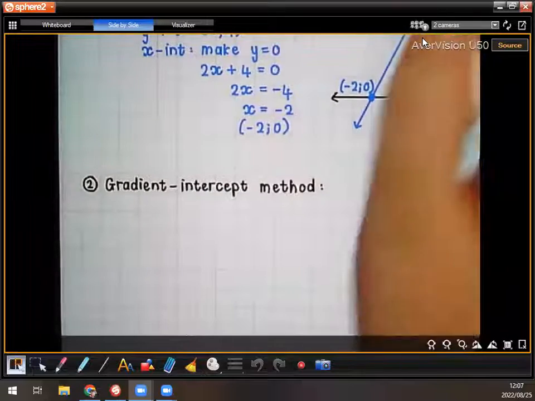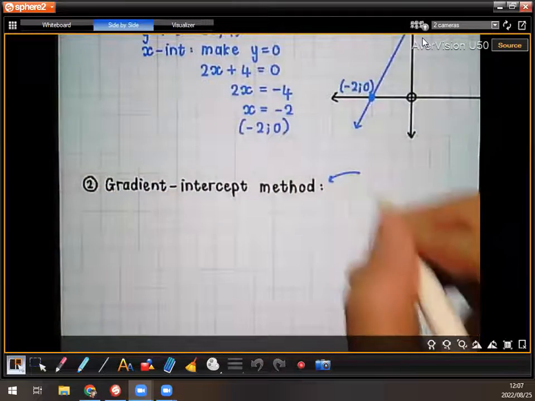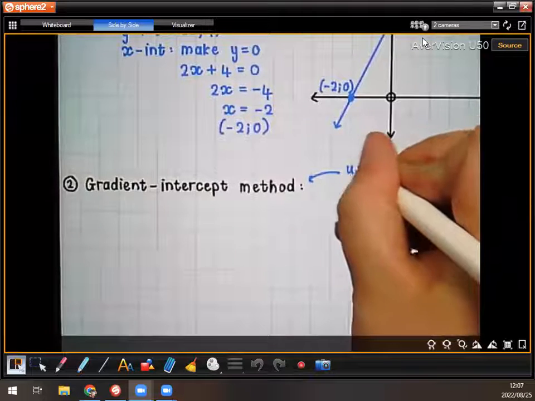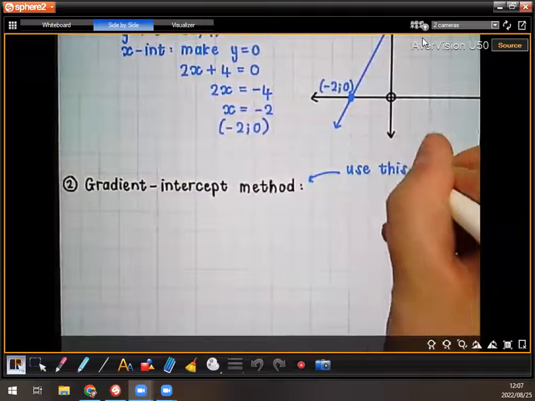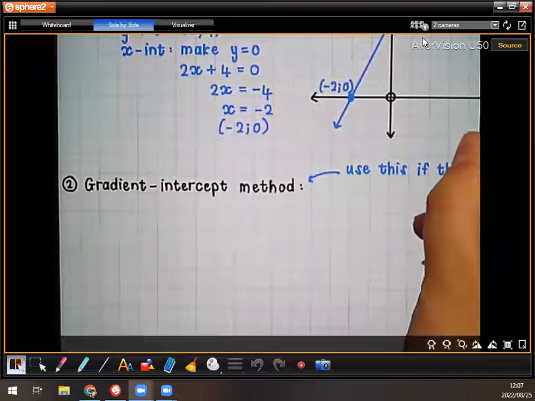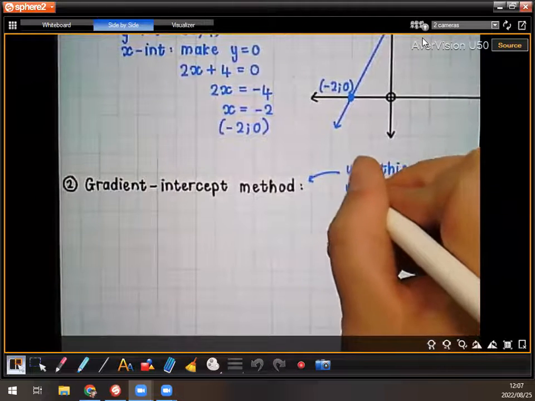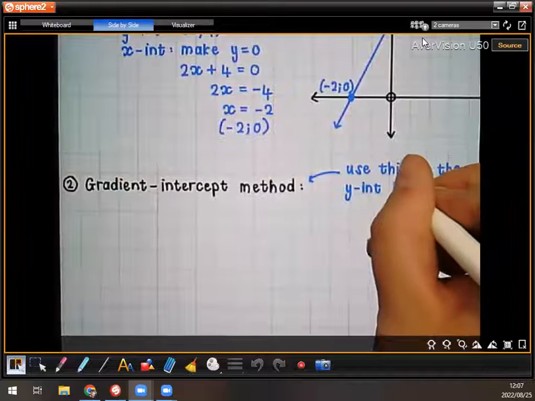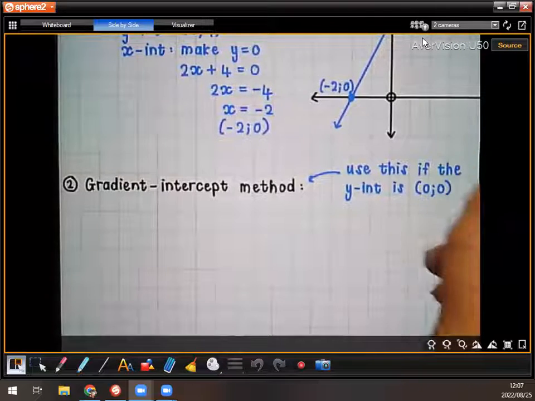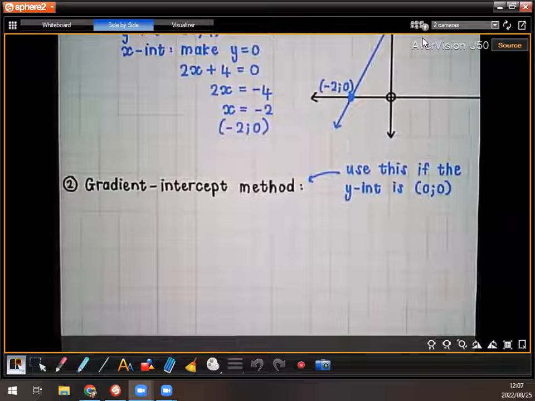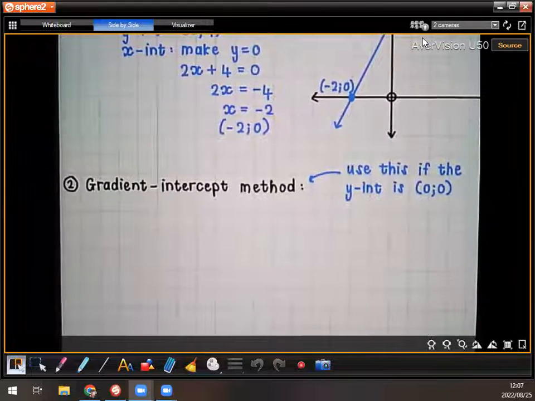Okay, so I'm just going to make a little note here. Use this if... all right, thank you. Let's write that down, please. Okay, so you're going to use that, or this method rather, if the y-intercept is 0.